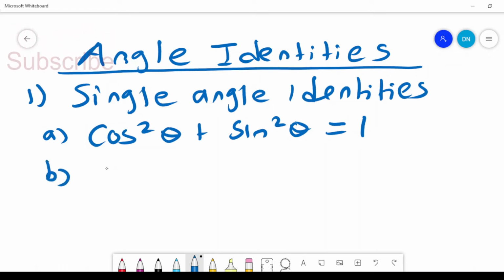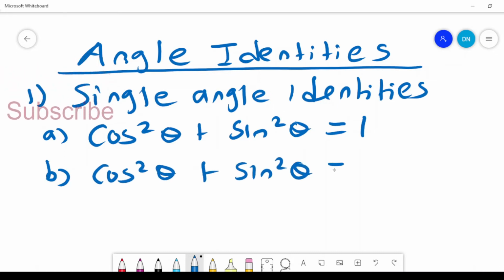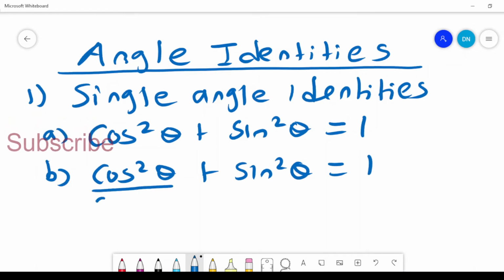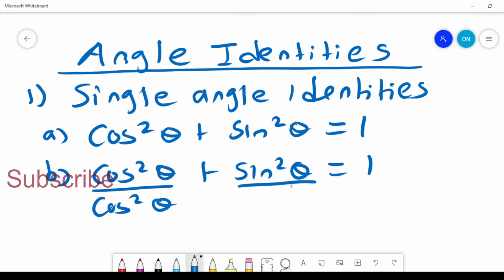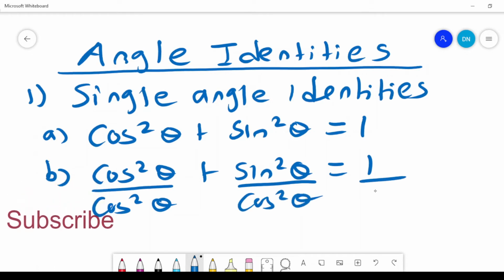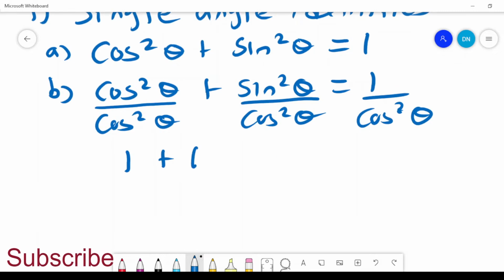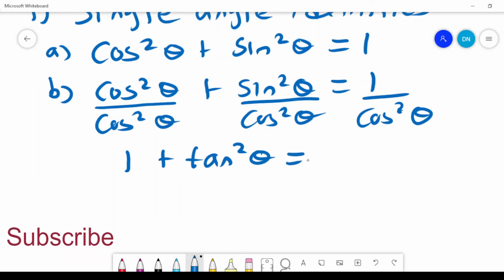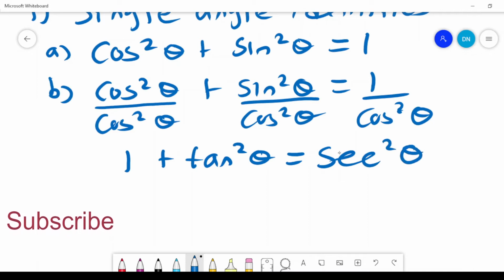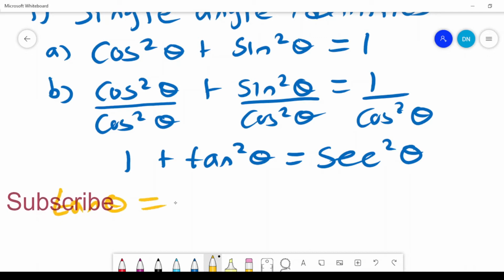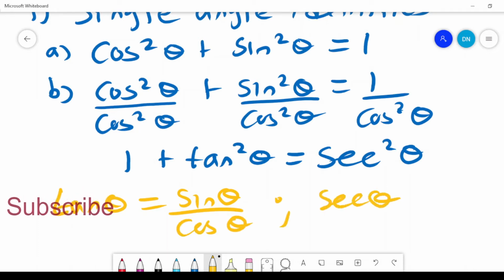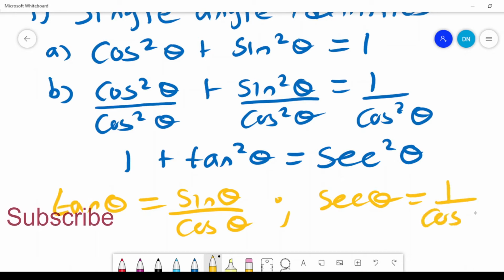The second one we can think about is we write the same, but we divide through by cos squared theta. Plus tan squared theta is equal to sec squared theta. Why did I say so? Because we know that tan theta is equal to sine theta over cos theta. And I also know that sec theta is equal to 1 over cos theta.